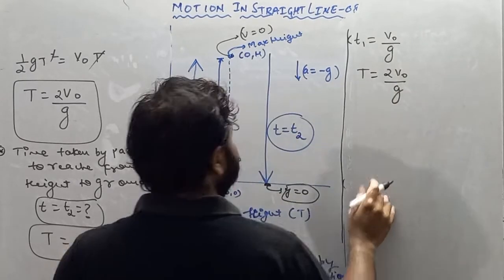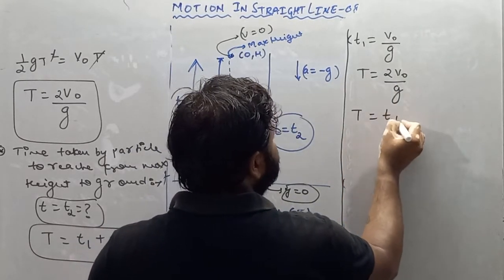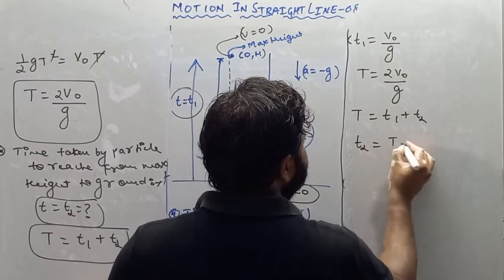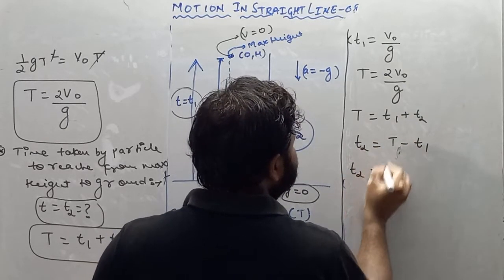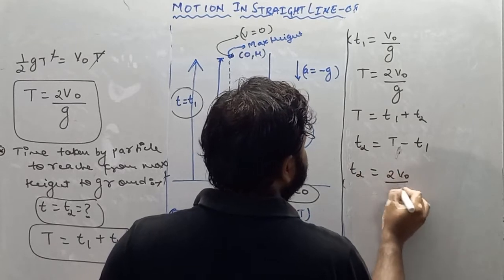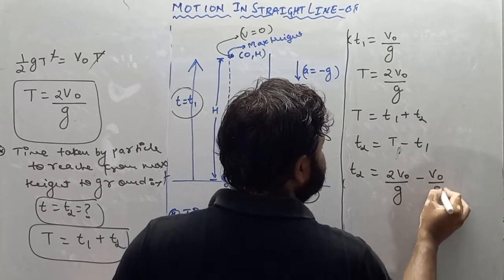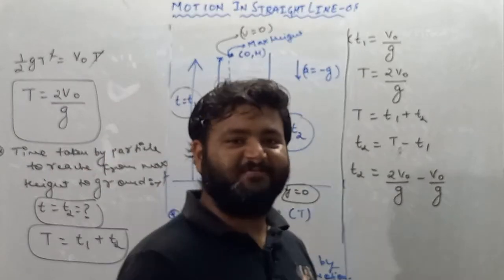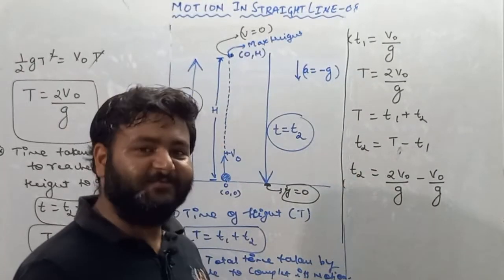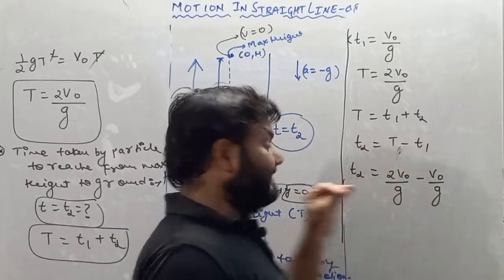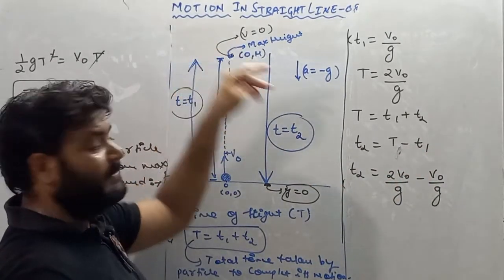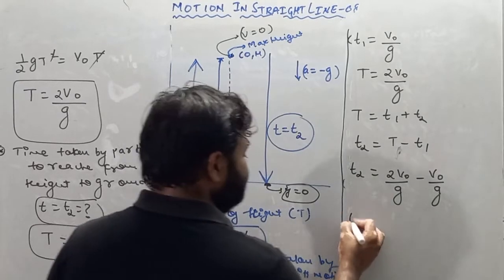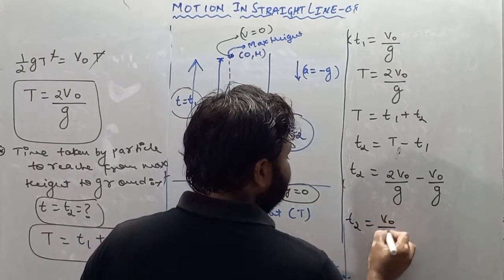So my dear student, capital T is equal to T1 plus T2. So T2 must be T minus T1. So T2 is equal to 2V0 by G minus V0 by G, because T is the total time of flight, and its value is 2V0 by G, and the time taken by the particle to reach maximum height is T1, which is equal to V0 by G, which we already found. So T2 is equal to V0 by G.